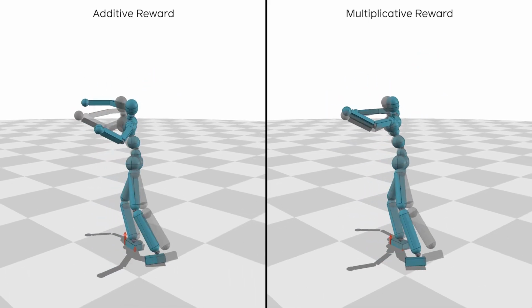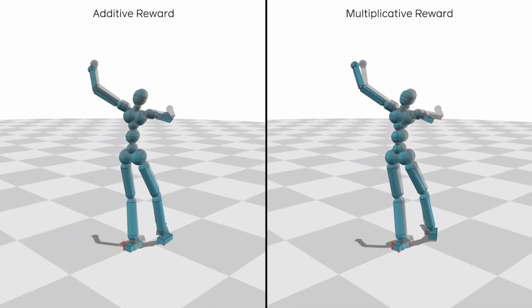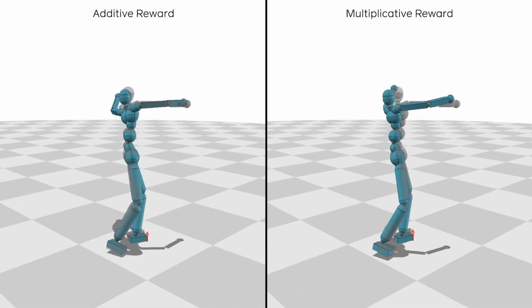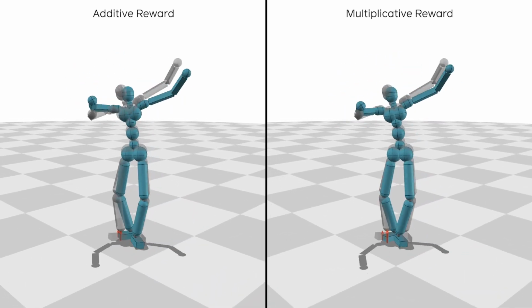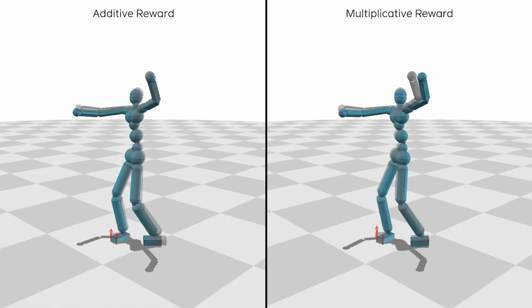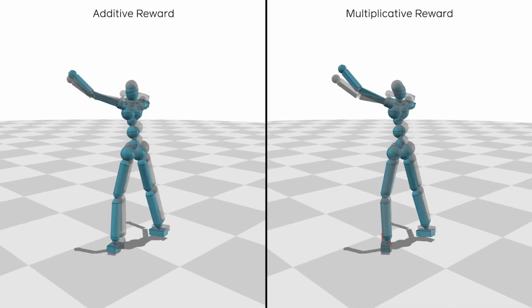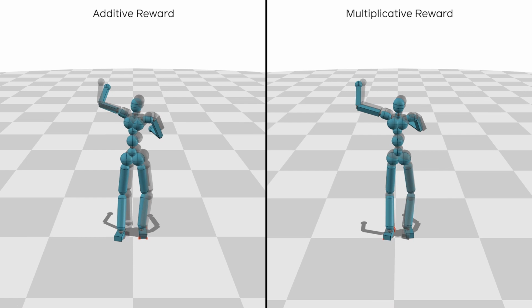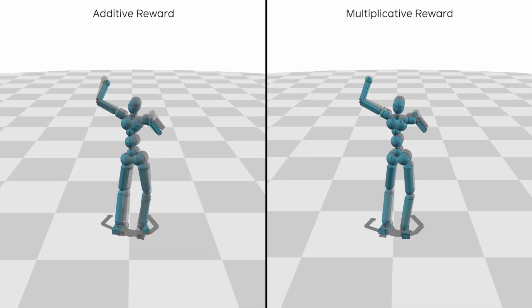There are many possible reward functions and ways to combine them. We compared adding a set of terms to multiplying them. In simple motions, the 2 reward functions perform similarly. In this dancing example, the feet slip on the ground when the additive reward is used.